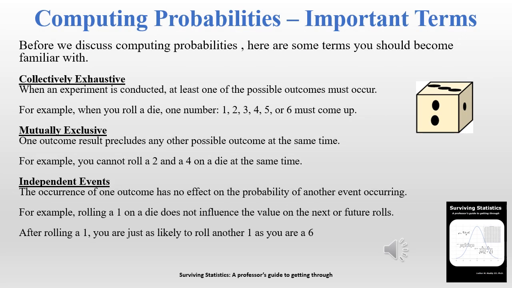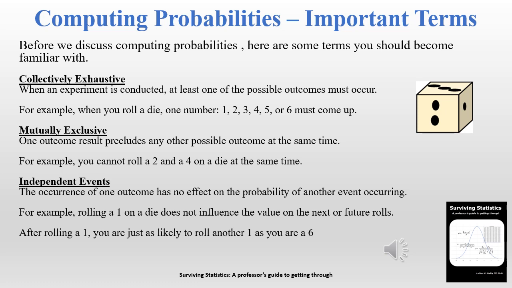All right, here are some additional important terms when we're computing probabilities. Collectively exhaustive means that when an experiment is conducted, at least one of the possible outcomes must occur. For example, when you roll a die, you must get either a 1, a 2, a 3, a 4, a 5, or 6. So all of those outcomes become collectively exhaustive. Mutually exclusive means that one outcome precludes another outcome from happening. For example, you can't roll a 2 and a 4 at the same time. 2 and 4 are mutually exclusive.